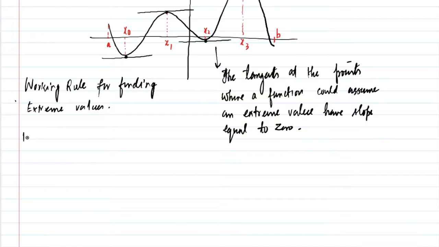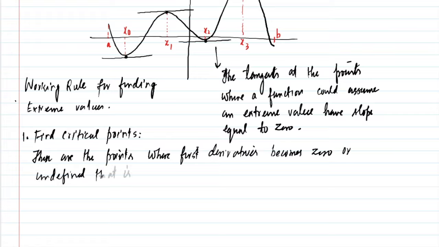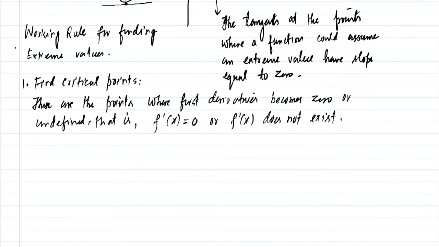The first step that we have to do here is find critical points. So what are critical points? These are the points where the first derivative becomes 0 or is undefined. That is, we will have f dash of x equal to 0 or f dash of x does not exist. So this will be our first step.